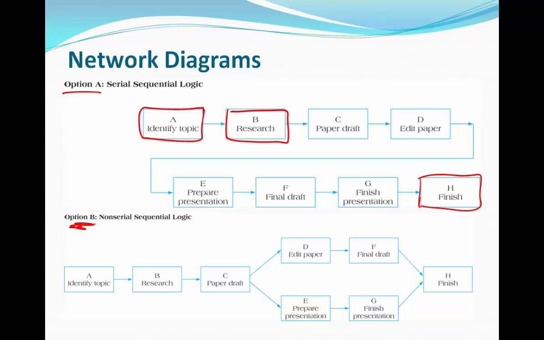In the second example, option B, we have an example of concurrent or non-serial activities. So in this example, upon completing activity C, you can simultaneously start on two separate activities. These are activities D and E. So you could run two activities at the same time. And this is very important because it allows you to shrink the overall length of your project. Again, drawing a network diagram and identifying tasks that can be done concurrently helps you shrink the overall length of the project.